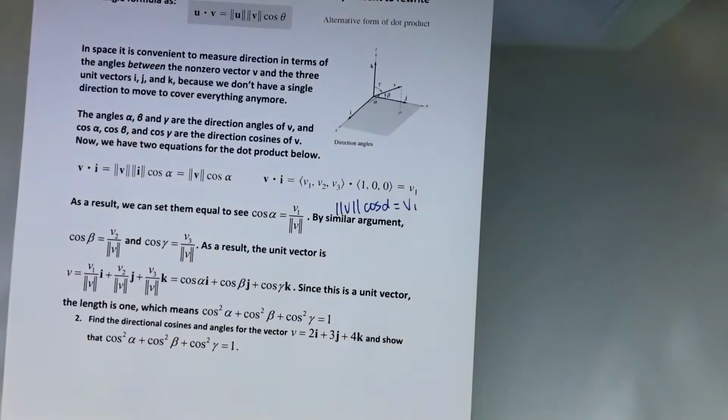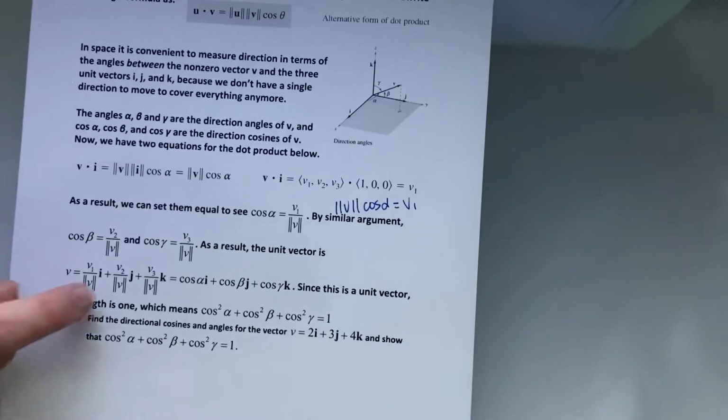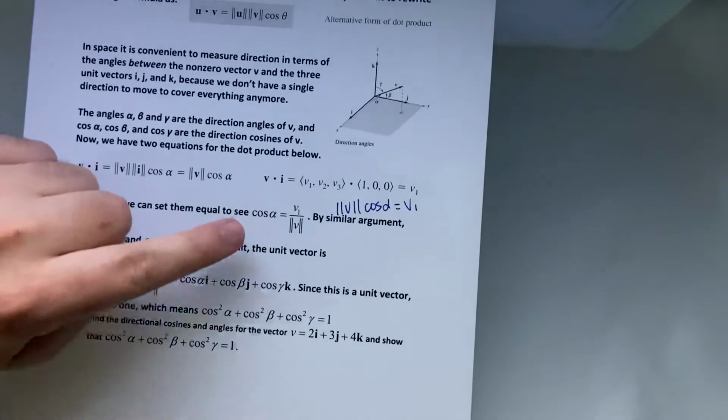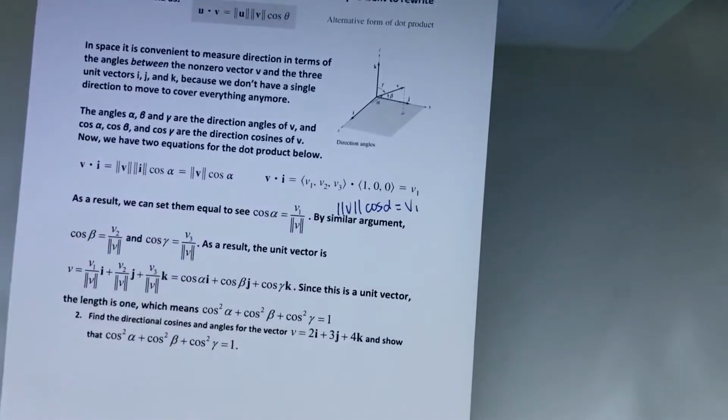As a result, we can make a unit vector in each direction. It's v1 over the length of v i plus v2 over the length of v j plus v3 over the length of v k. But we already knew this because we can divide each component by the length to get the unit vector. What do we know about v1 divided by the length of v? It's cosine alpha. Similarly for cosine beta and cosine, I think that's omega. Since this is a unit vector, the length is 1, which means cosine squared alpha plus cosine squared beta plus cosine squared omega is 1.